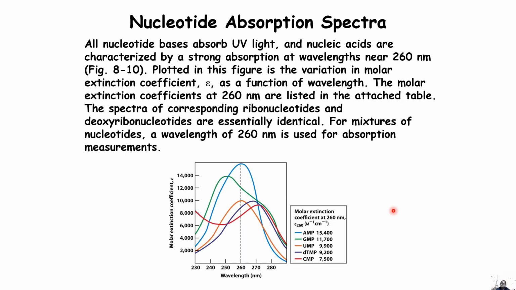Now, all nucleotide bases absorb UV light, and nucleic acids are characterized by strong absorption at wavelengths near 260 nanometers. So, in this figure, the variation in molar extinction coefficient epsilon is shown as a function of wavelength, and the molar extinction coefficients at 260 nanometers are listed in the dashed table. Okay, the spectra of the corresponding ribonucleotides and the deoxyribonucleotides are essentially identical. So, for mixtures of nucleotides, a wavelength of 260 nanometers is used for absorption measurements.